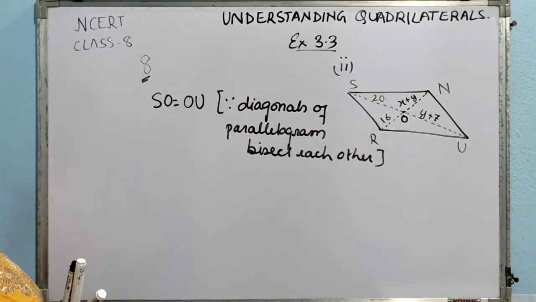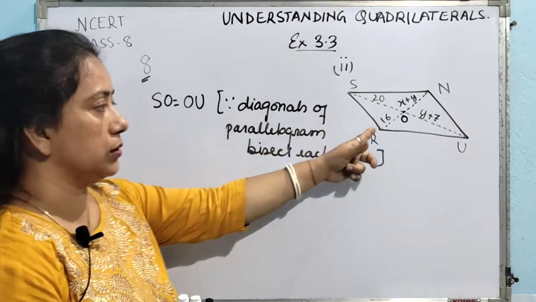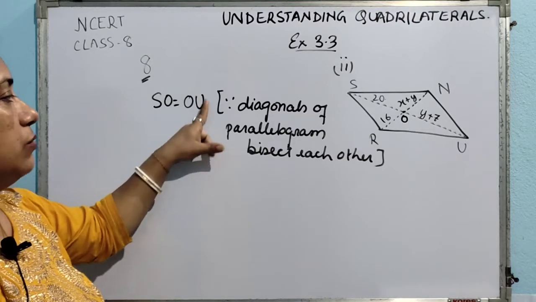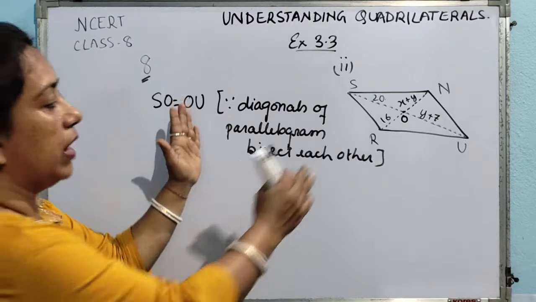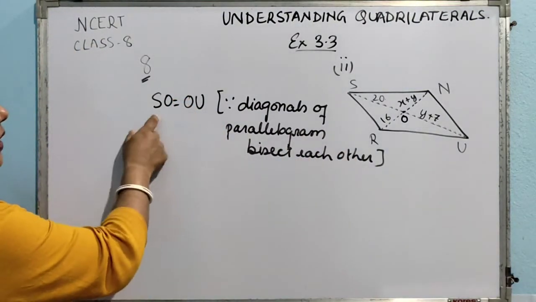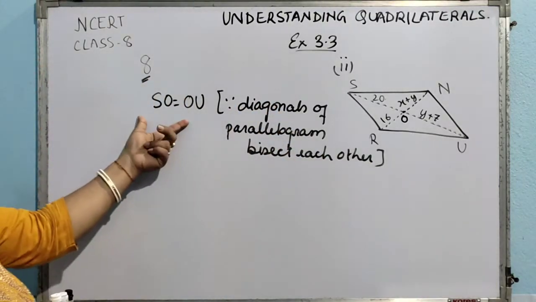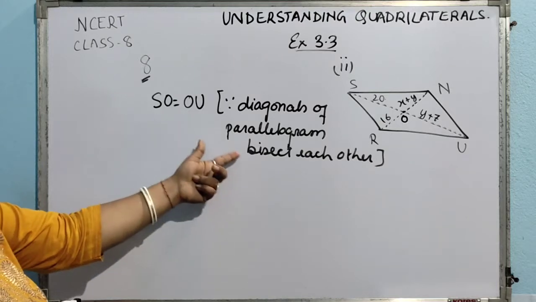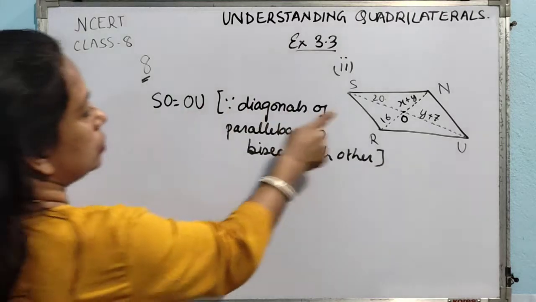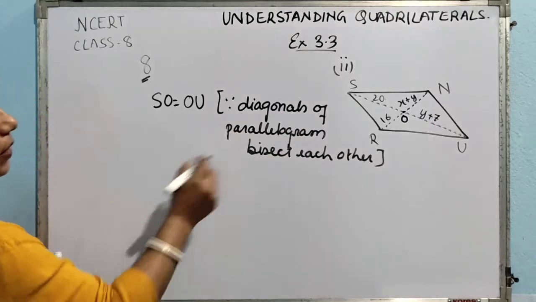Students, always remember one thing, that in case of this type of sums, whatever you are writing, for that one you have to always write the reason on the right hand side. If you just go on writing SO is equal to OU without writing the reason, your marks will be deducted. For each and every line that you are writing, you need to write the reason or the property that you have used. So SO is equal to OU, since diagonals of a parallelogram bisect each other.